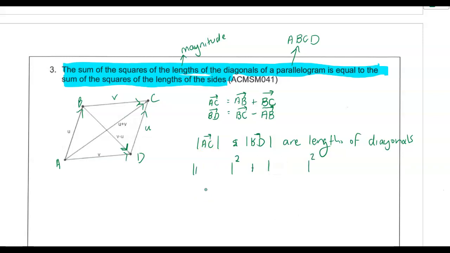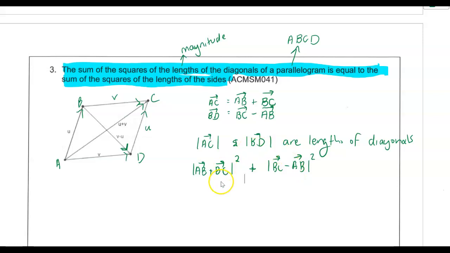So we're going to have for AC, AB plus BC, noting these are all vectors. So that's the square of the length of AC. It is this one here. And now we're going to do the square of the length of BD. So that's BC minus AB. So here is the sum. There's our sum of the squares of the lengths of our diagonals.